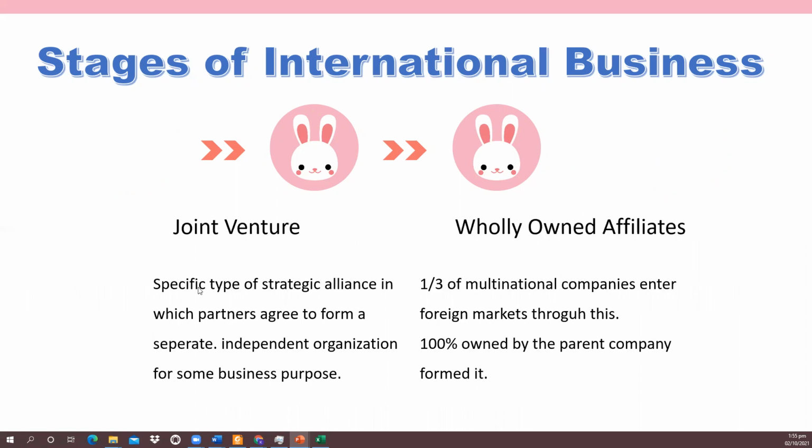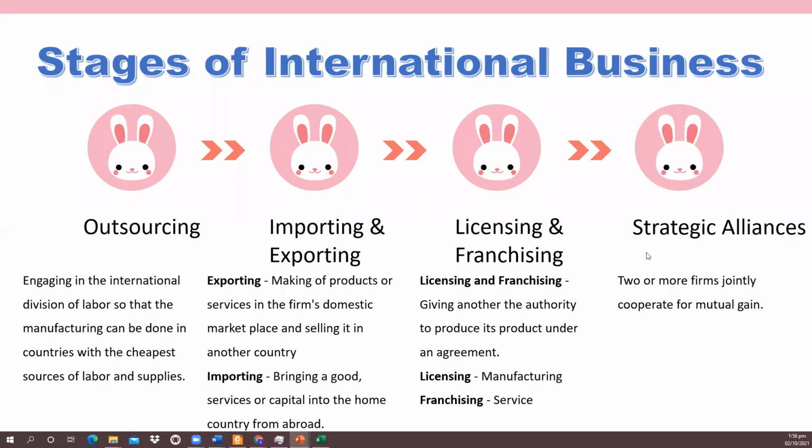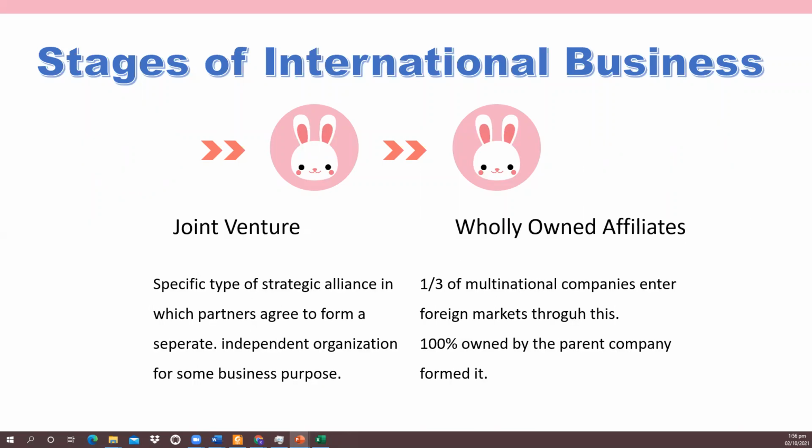And then joint venture, specific type of strategic alliance in which partner agree to form a separate or independent organization for some business purposes or purpose. Kunyari, di ba, dalawang company nag-join together for the strategic alliance. Pero for the joint venture naman, strategic alliance pa rin sila, pero you allow yung partner mo to do other business pa rin, no? Or parang sarili niyang business na hindi ka nakasama doon.